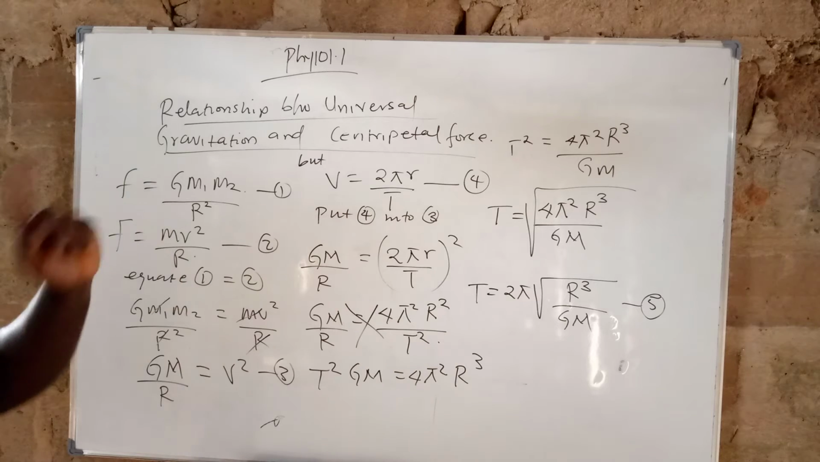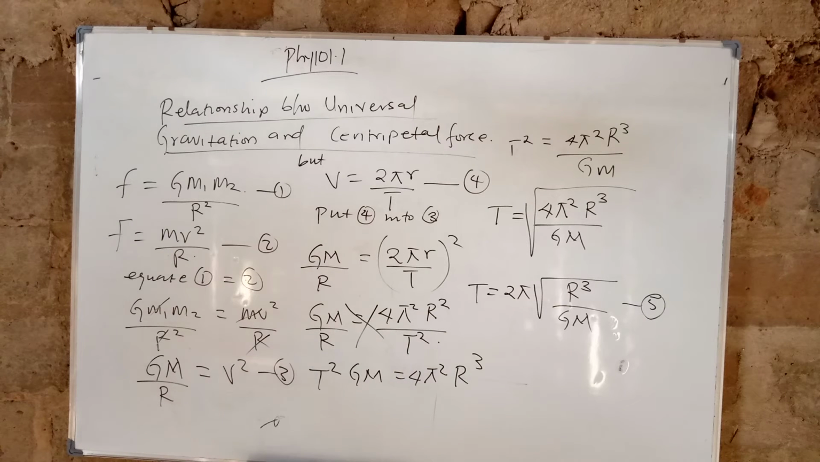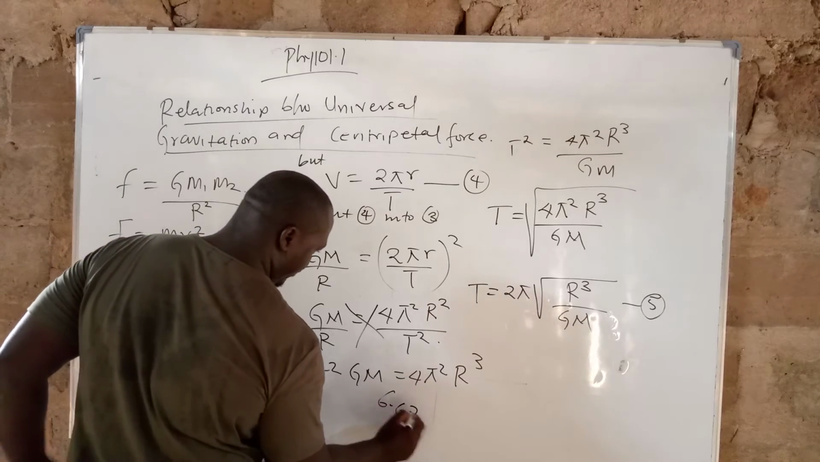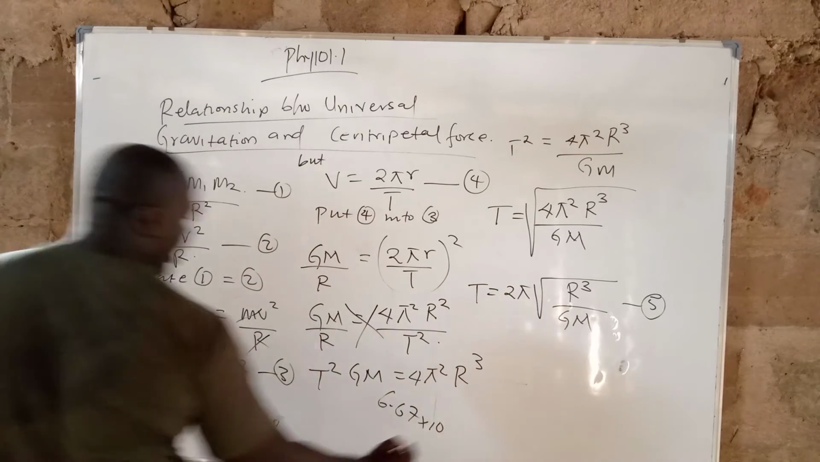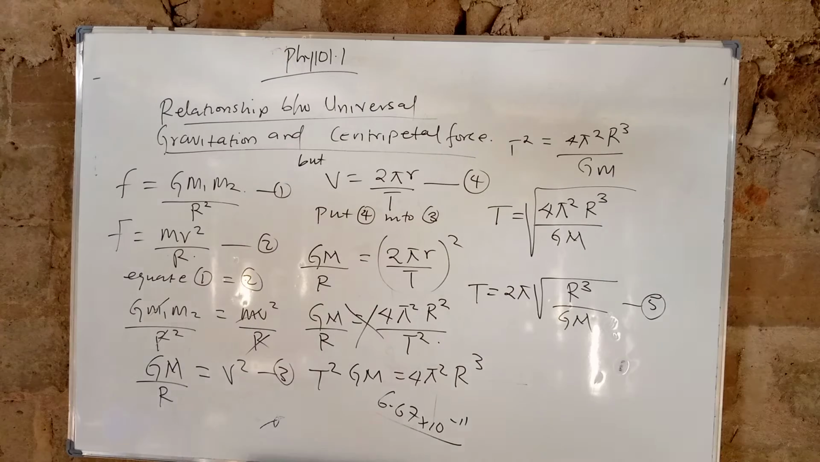Now, under the relationship between universal gravitation and centripetal force, this equation 5 is very important. We're going to use it in various calculations over the course of this class. So endeavor to know it. Of course, you already know that t is the period, r is the radius, G is the gravitational constant, and the value of the gravitational constant is 6.67 times 10 raised to the power minus 11. It's a constant you should know. And M is the mass of the earth.